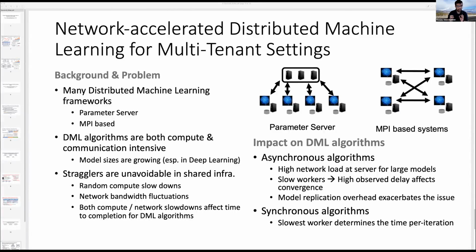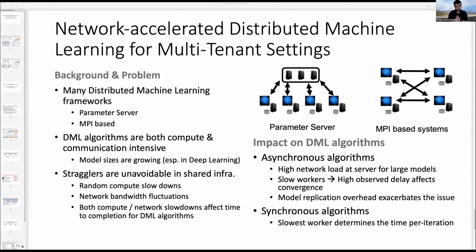The bandwidth that is available between, let's say, the worker and the server, or between two workers, can fluctuate over time. And in our work, we note that both compute and network slowdowns affect time to completion for DML algorithms. Next, we'll see how these impact the different DML algorithms that are there.